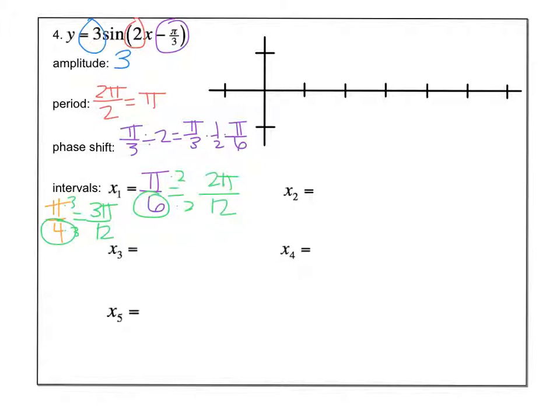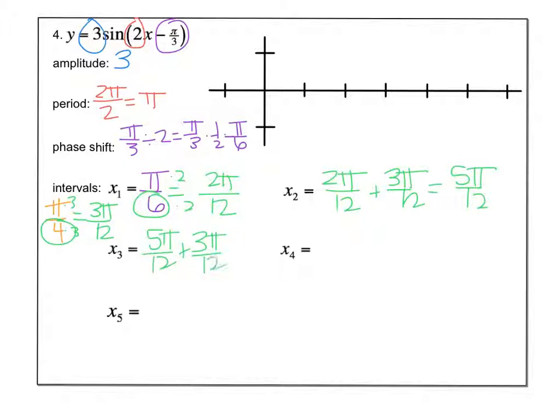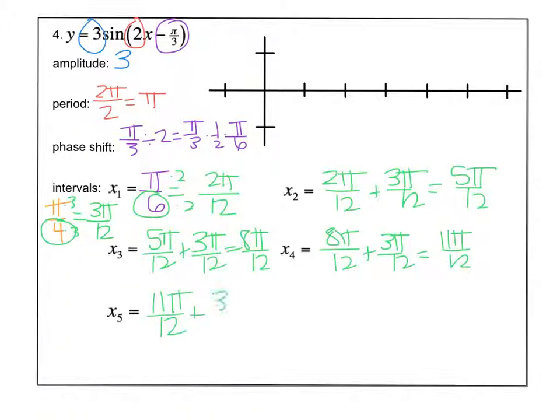So for the next one, I have to do 2 pi over 12, my starting point, plus the increment 3 pi over 12, which is 5 pi over 12. And then I'm going to do 5 pi over 12 plus 3 pi over 12. I get 8 pi over 12. The next one I'm going to do the 8 pi over 12 plus the 3 pi over 12. I get 11 pi over 12. And then for the last value here, 11 pi over 12 plus 3 pi over 12 is 14 pi over 12.